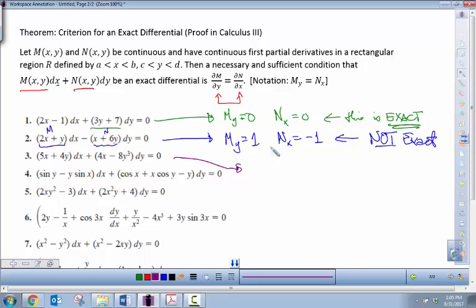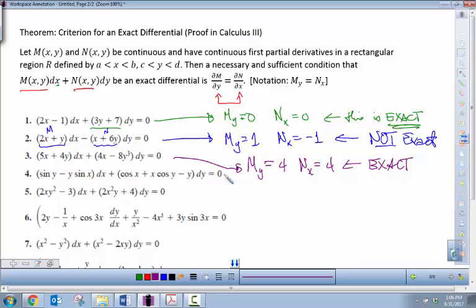All right. We do one more, and then we'll pick one, so let's do two more. The derivative of the first one over here with respect to y is what? 4. The derivative of the next function with respect to x is what? 4. So this is exact.